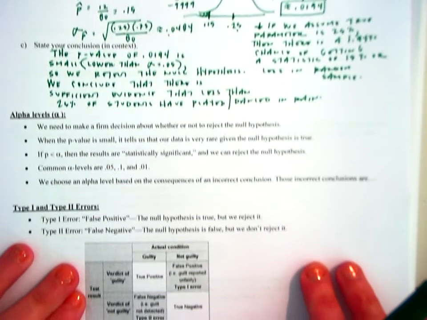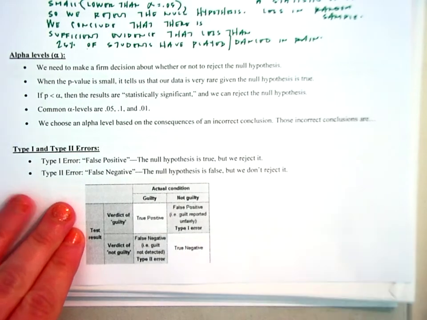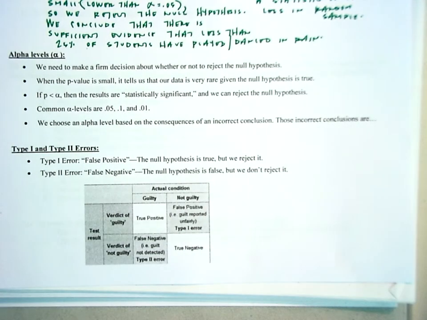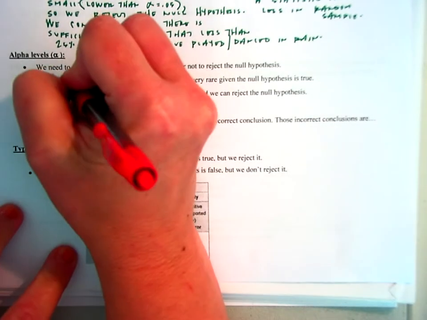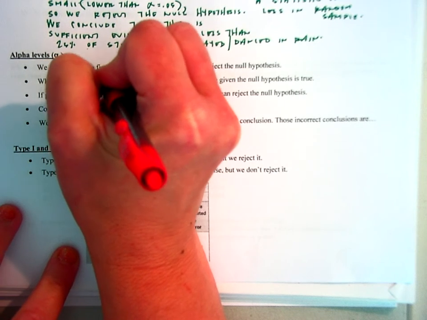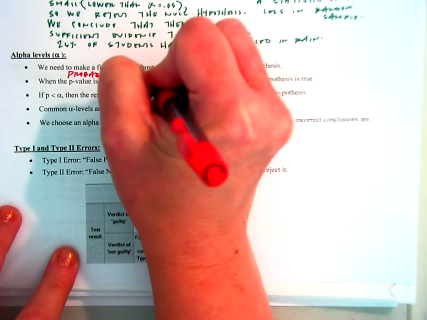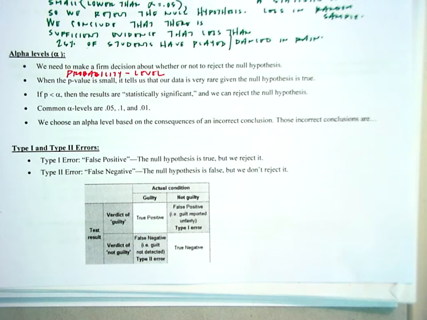Okay, a little bit more with the alpha level, and then we're going to talk about some errors in a very general way. So we need to make a firm decision about whether or not to reject the null hypothesis, right? And that's why we have an alpha level. When the p-value is small, again, I just want you to think of this as the probability level, because we start to see a lot of words that have p's in them. So the p-value is the probability level, or probability value. Okay, it tells us that our data is very rare given the null hypothesis is true. So when it's small, we're saying, this is so unusual, this is so rare if the null hypothesis is true. So when our probability value, when our p-level, or p-value is less than the alpha level, then the results are statistically significant and we can reject the null hypothesis.